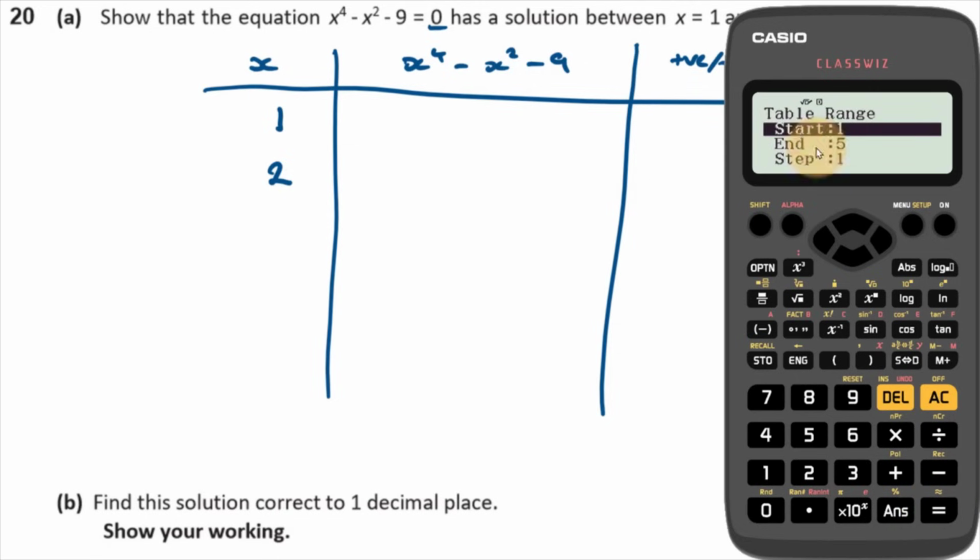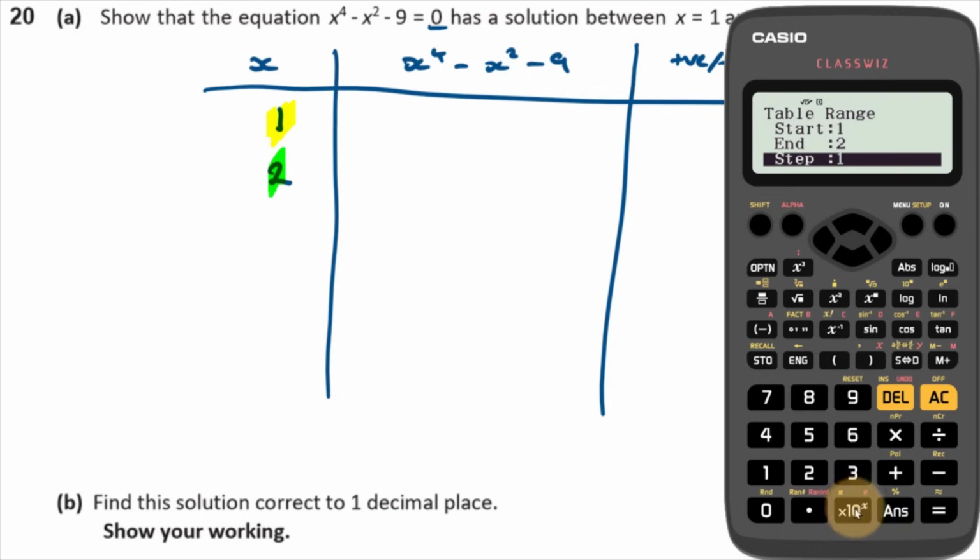Right, now my table range, it's asking for my start and end value. So this is going to be my start value, 1, and this is going to be my end value, 2. So I want it to go between 1 and 2. Now the step is how many divisions you want between 1 and 2. I'm going to need more information a bit later on, but for now I just need to go up in steps of 1 because I only want the start point and the end point of 1 and 2.